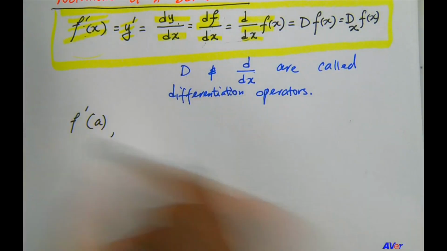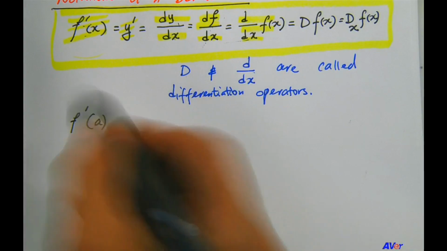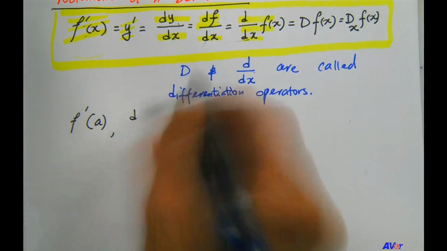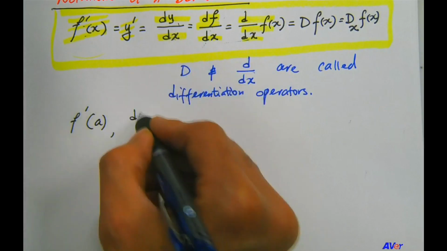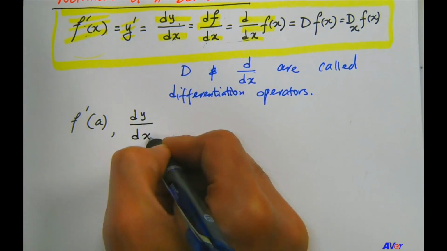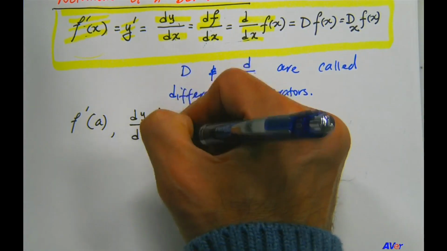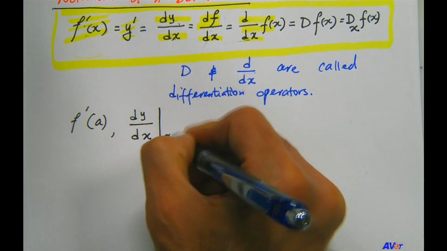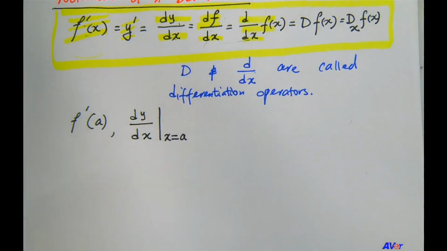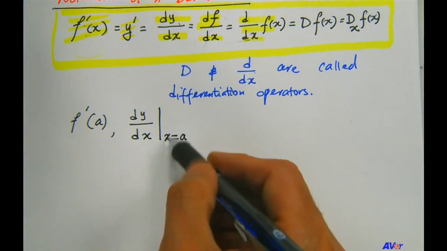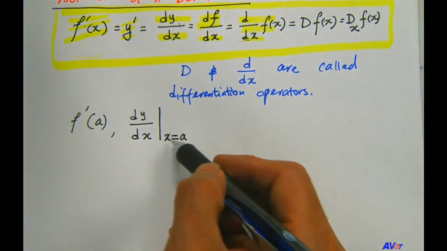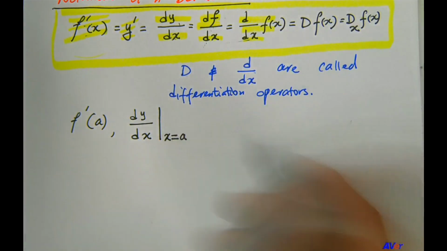What are other notations that would mean the same thing? Well, we talked about dy dx, so we can say dy dx, and then usually you see a vertical line like that, and you see x equals a. You might see that in a book or in a classroom or at a conference when somebody's talking about these.